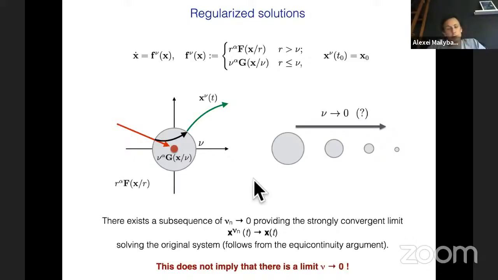But it certainly does not solve our problem, because it just tells us there are convergent subsequences. There can be many convergent subsequences, and all of them can lead to different limits. So it does not tell you that there is a limit. First of all, it doesn't tell you that there is a continuous limit. Second, it doesn't tell you that there is a unique limit, even with respect to subsequences.